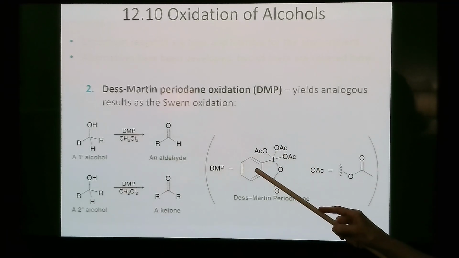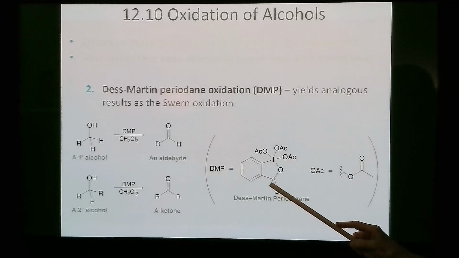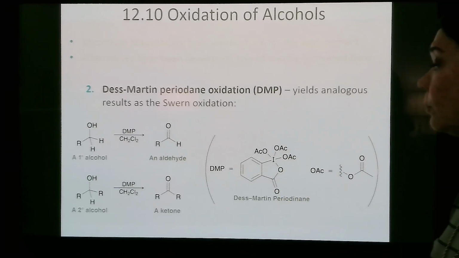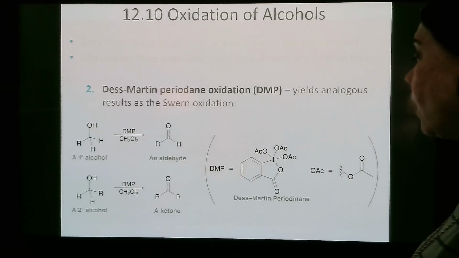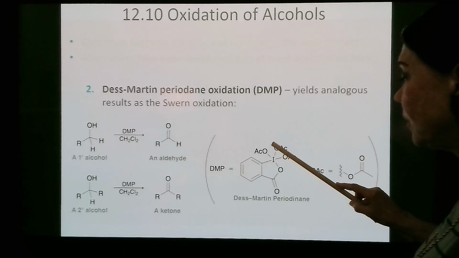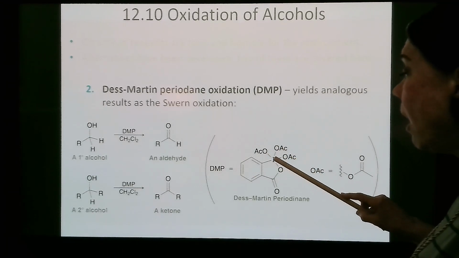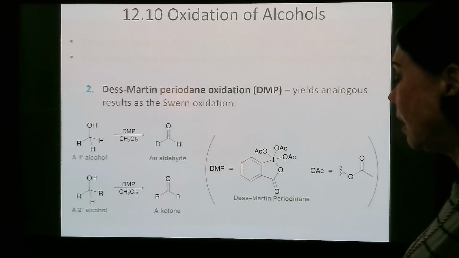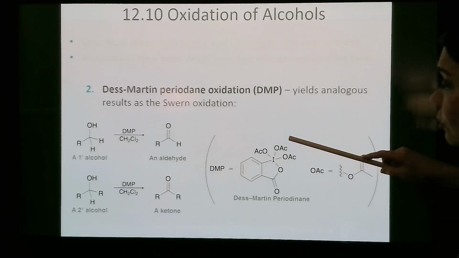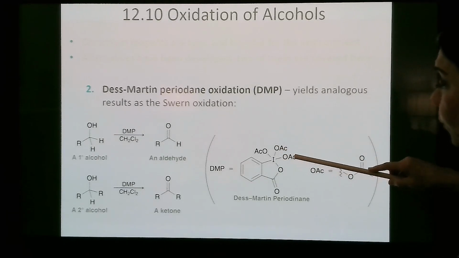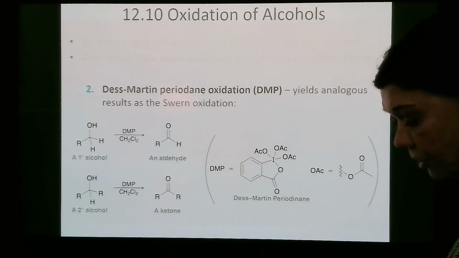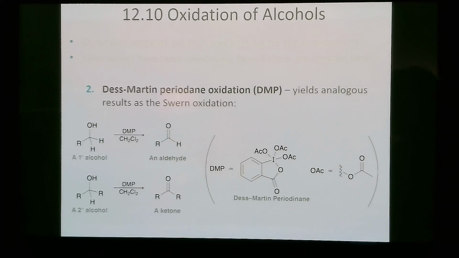I just don't think that you would be asked questions about that reagent, but we will go ahead and discuss it anyway. Notice that you have 3 acetates bonded to this iodine, and so two of the acetates will depart in the course of one oxidation. So we can go ahead and look at that.